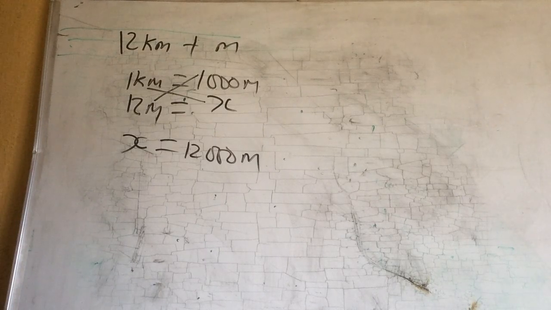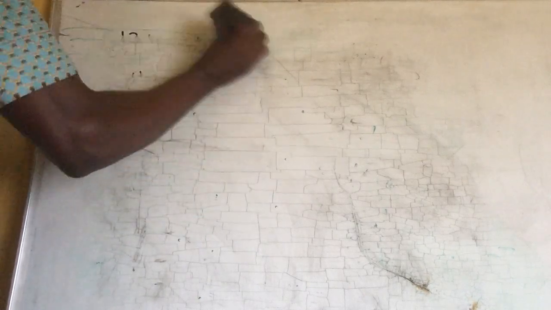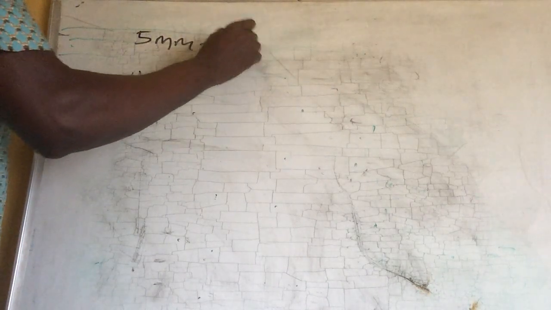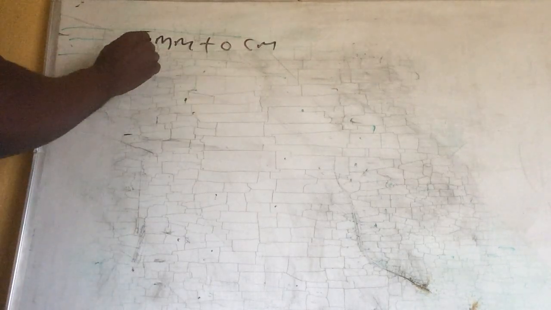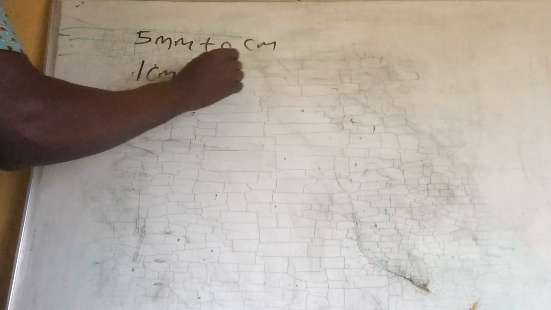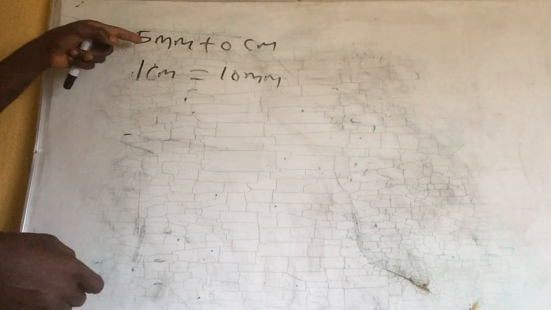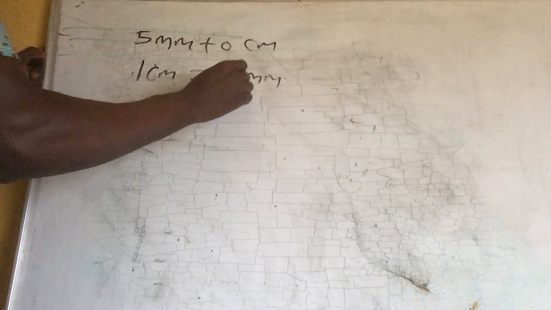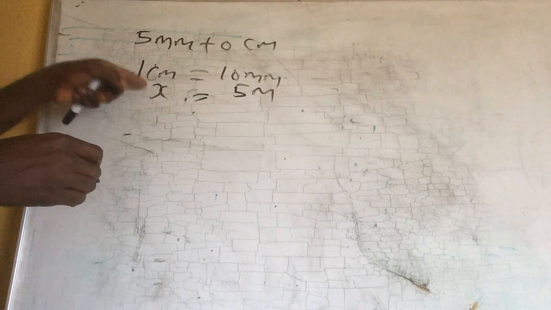Then you can convert millimeter to cm. It's the same thing. You can convert millimeter to cm, which maybe 5 millimeters to cm. Check the relationship between millimeter and cm. The relationship is 1 cm equals 10 millimeters. So now you want to convert this one to cm. So write 5 millimeters to the side of millimeter. You don't know what it is in centimeter.